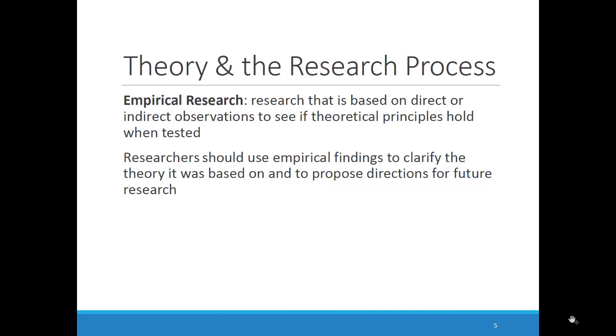Empirical research is research that is based on direct or indirect observations to see if theoretical principles hold when tested. So we do research to test things in organizations and with workers in IO psychology, and we use these findings to help clarify or change the theory in some way and propose directions for future research. So particularly in deductive research, which I'll talk about in just a moment, we start with a theory, we conduct research to test that theory, and we use our findings to refine or to change that theory in some way or to support that theory.